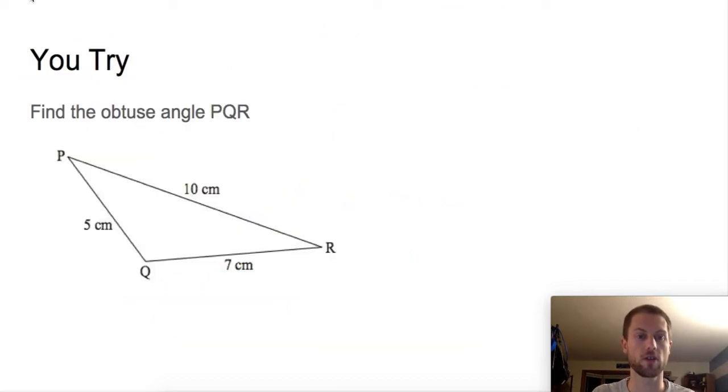So why don't you try this example, a very similar problem. You've got three of these sides. You want to find this angle here. So again, think of this as if it's your angle A. Pause the video, give it a shot, and resume when you're ready to see the answer.